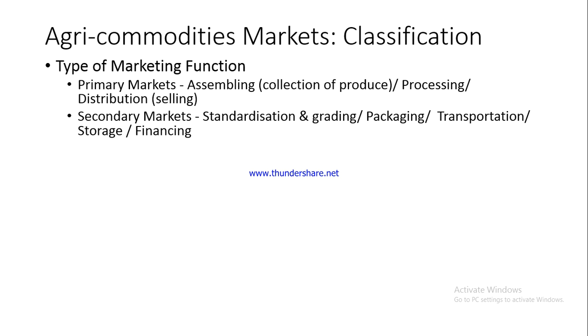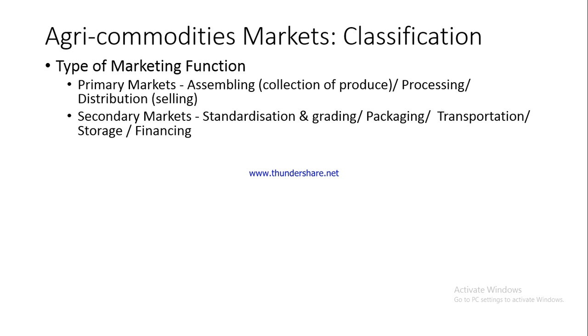Here more elaborate kind of packaging takes place in these secondary markets, and then transportation infrastructure is available, transportation facilities are available. Then we have got storage facilities also. We might have cold storages, we might have other kind of warehouses also, and then financing functions are also performed by secondary markets, wherein we have got banks or financial institutions which are providing credit to farmers or traders who are involved in exchanges in these markets.